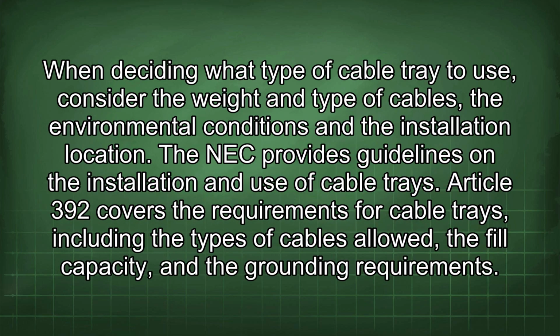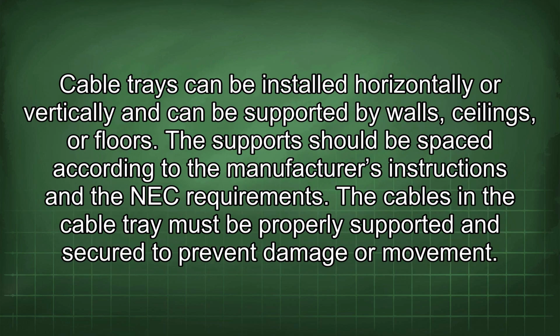When deciding what type of cable tray to use, consider the weight and type of cables, the environmental conditions, and the installation location. The NEC provides guidelines on the installation and use of cable trays. Article 392 covers the requirements for cable trays, including the types of cables allowed, the fill capacity, and the grounding requirements. Cable trays can be installed horizontally or vertically and can be supported by walls, ceilings, or floors. The support should be spaced according to the manufacturer's instructions and the NEC requirements.